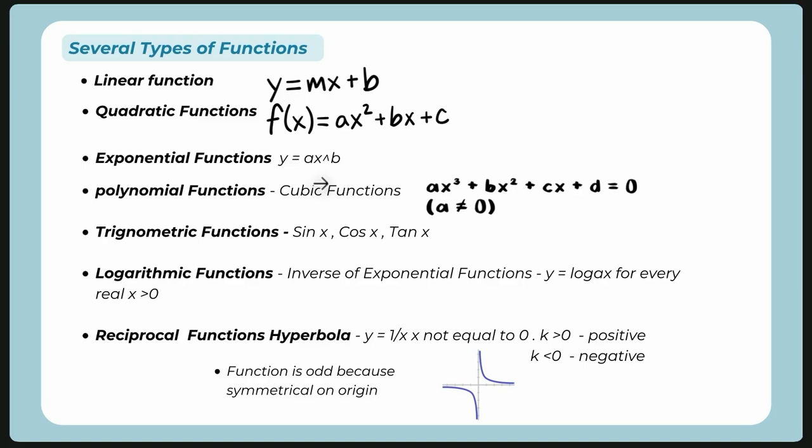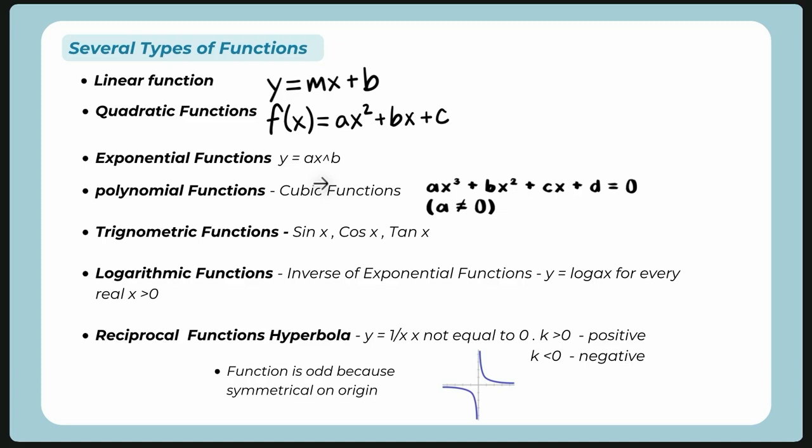Then we have trigonometric functions. Trigonometric functions are like sine, cosine, and tan. I'm going to talk you through every type of trigonometric function, like sine, cosine, tangent, the most important ones, and how they look, and so on. So these are called sine, cosine, and tan functions. Then we have logarithmic functions.